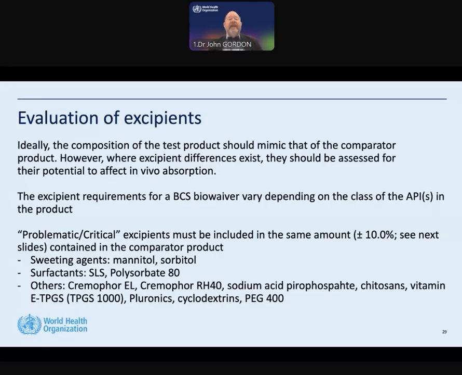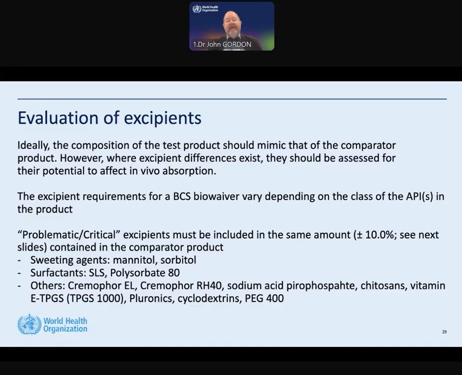However, when excipient differences exist, these need to be assessed for their potential to affect in vivo absorption. So the characteristics of the excipients need to be considered. Do they have potential impact on bioavailability of drugs, of APIs? Is that known? And if so, then you have to pay particular attention to those. So the excipients that are known to have an impact on bioavailability of drug substances are referred to as problematic or critical excipients. These excipients have to be included in the same amounts between the proposed product and the comparator product.